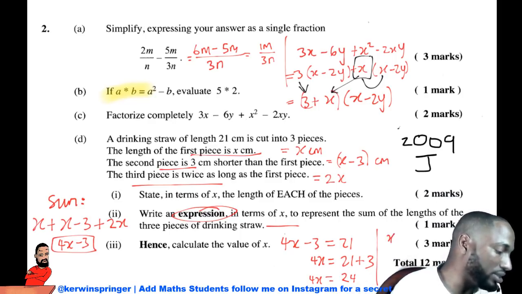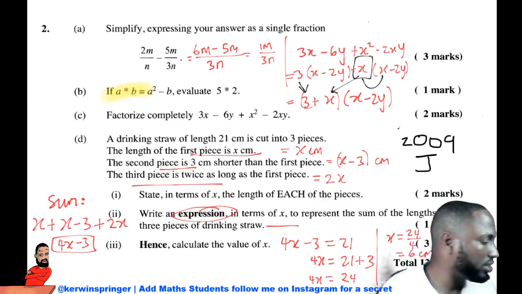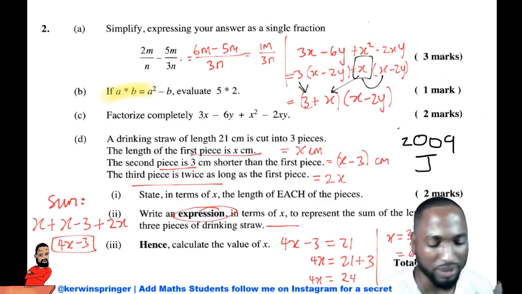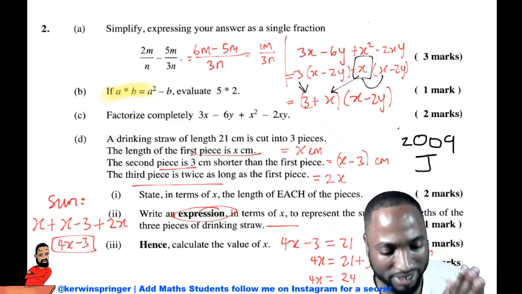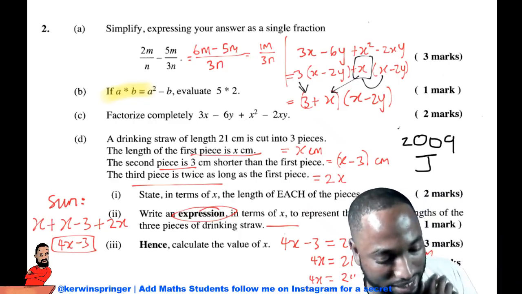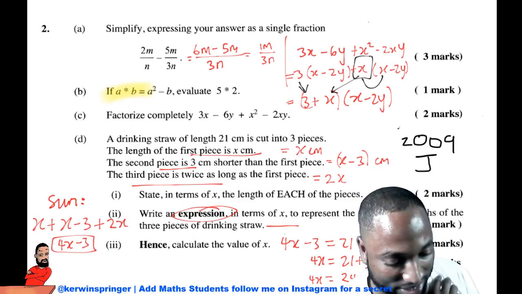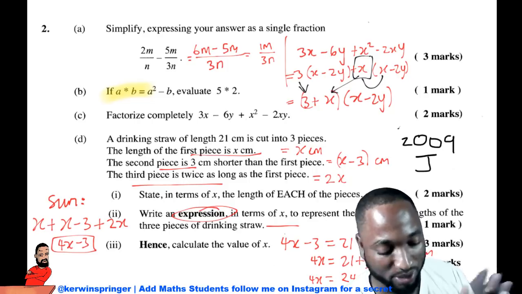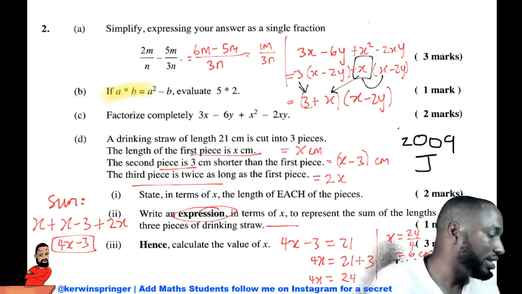So x is equal to 24 over 4, which is 6 centimeters. We are in centimeters. Calculate the value of x. Yeah, centimeters. So put a little centimeters out of respect. Let me see if anybody says centimeters. Nobody. All of you are liking the video, but not writing the units. What's going on? Next question.